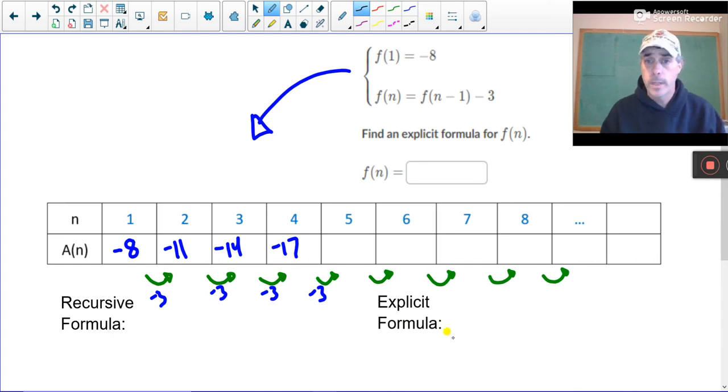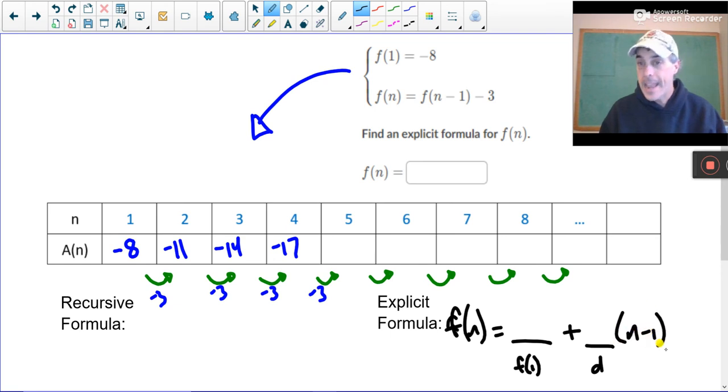My explicit formula is always going to be this, oh, it's not A, it is F. I'll just change that to an F. F of n equals the first term. So the first thing I'm going to write is F of 1, and then I'm going to add to that my common difference times n minus 1. And I'm actually going to write this n minus 1 in parentheses. When I write this in here, it's actually going to have the n minus 1 thought. And I'll explain that again in a minute.